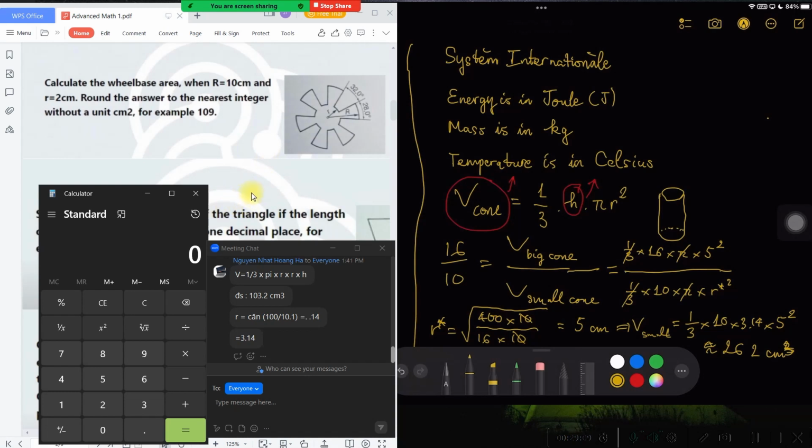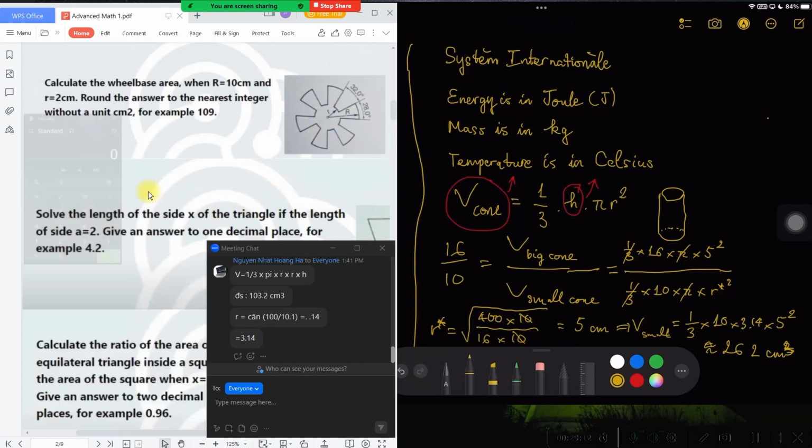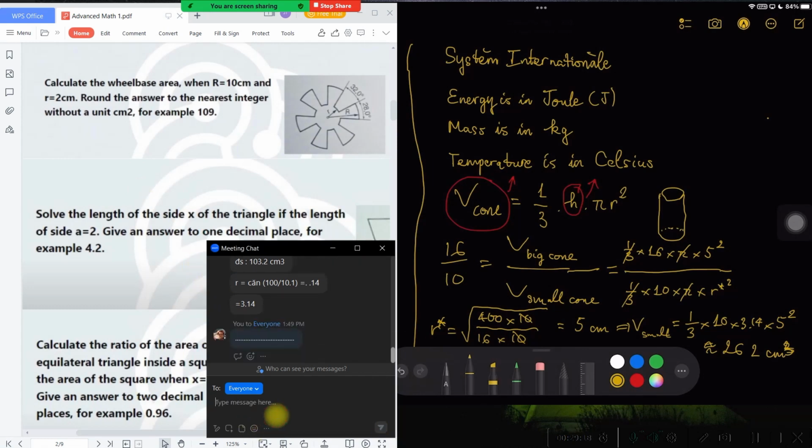Ok, chúng ta có một cái wheel, có một cái dạng mà giống bánh xe như vậy. We have a wheel like this. A wheelbase area. Chúng ta có một cái thể tích mà giống kiểu mà cái đáy của cái bánh xe á. When r equal to 10 cm. Big R, okay? Cái R lớn bằng 10 nè. Small r is 2. Round the answer to the nearest integer without units. Mình phải làm tròn số ra một cái số nguyên. Thì nó kêu là tính cái diện tích của cái bánh xe này nha. You have to find the area of this wheelbase.